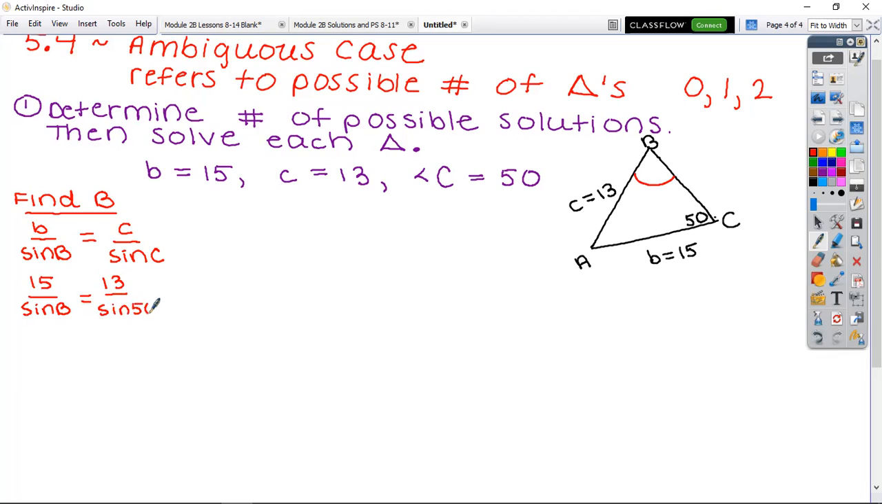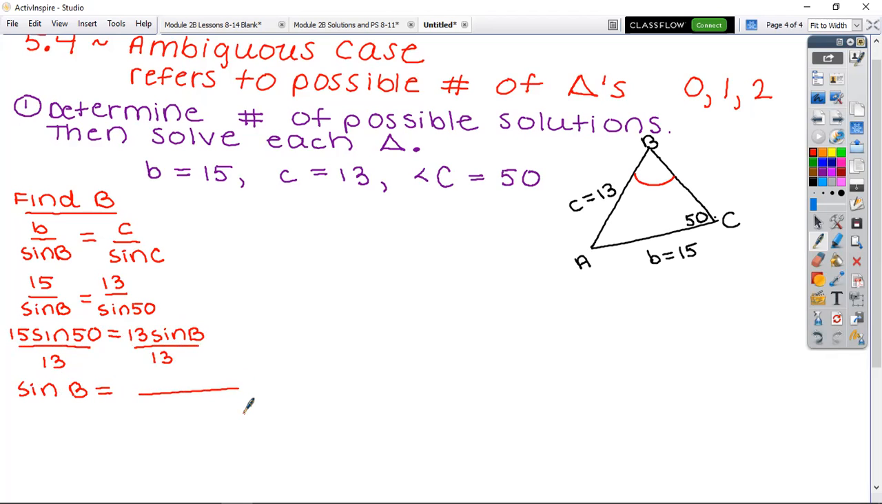You want your answers to be as accurate as possible. You're not going to type anything into the calculator until the very end. So what I do is cross multiply. I'm going to get 15 multiplied by the sine of 50 equal to 13 times the sine of B. Again, no calculator yet. Divide by 13. And what remains is the sine of B is going to be equal to a large decimal.